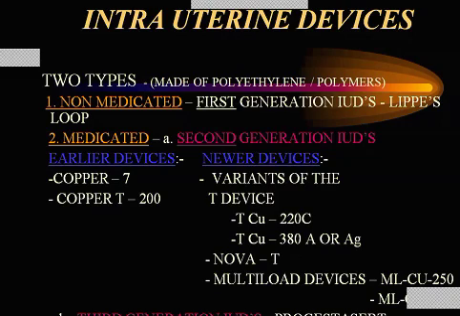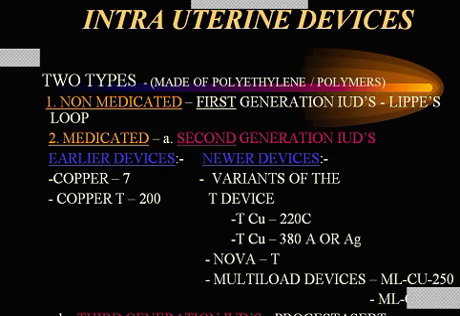So what do you mean by intrauterine contraceptive device? The device that is inserted into the uterus. Okay. So we have basically two types of devices which are inserted into the uterine cavity. They are made up of polyethylene and or other polymers. We have broadly classified them into non-medicated intrauterine devices and medicated intrauterine devices.